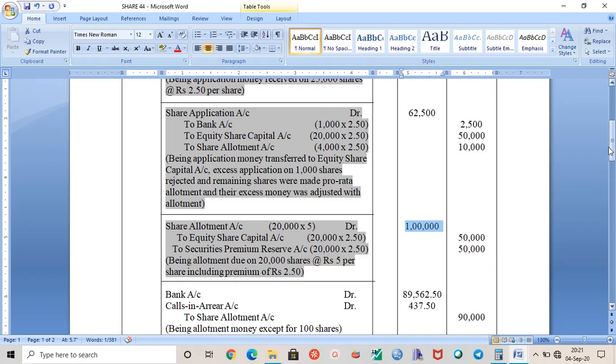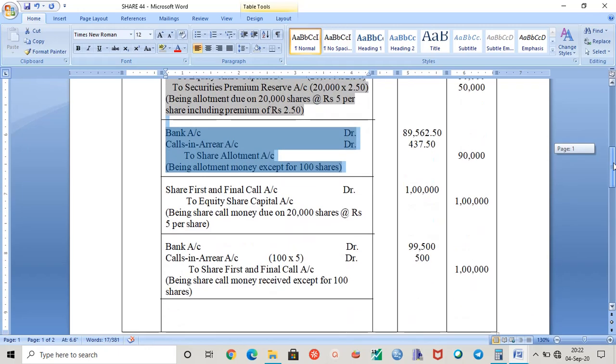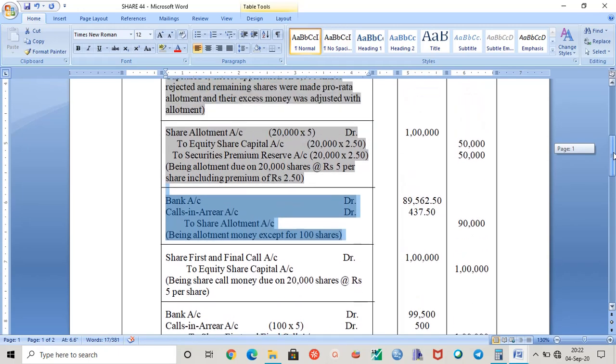Okay, but we have calls in arrear. Now this section is very much important. This is a very critical situation. This condition is very much important, because here we are having the calls in arrear on 100 number of shares. So now let us go to working note.